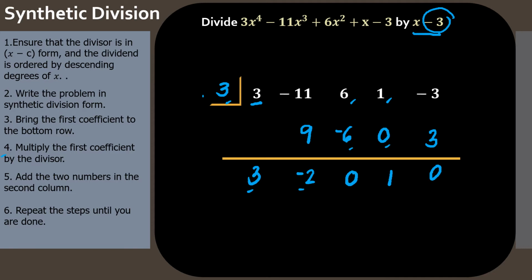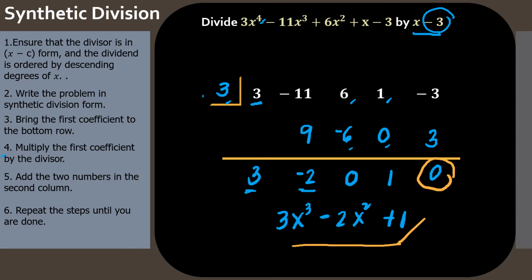Kung ang degree ng ating polynomial sa dividend ay 4, dun sa ating quotient, magsisimula tayo sa 3. Ito ang magiging coefficients ng ating final answer. We have 3x raised to 3, magbabawas lang tayo ng isa, minus 2x squared, and we have plus 0x na hindi na natin ilalagay, plus 1. So, eto na ang ating quotient. Okay? Yung maiiwan dito sa dulo, yan ang ating remainder.